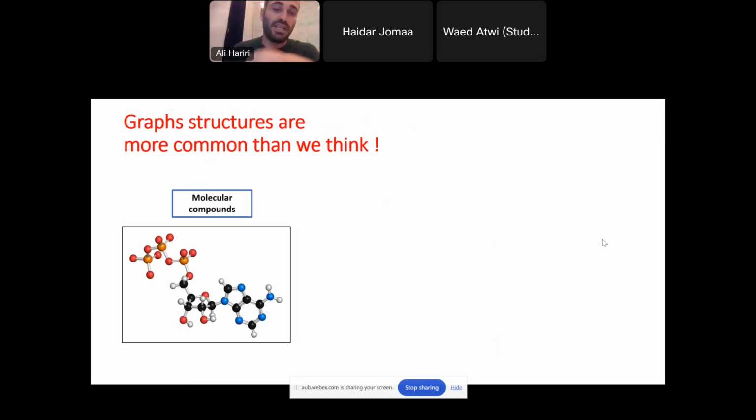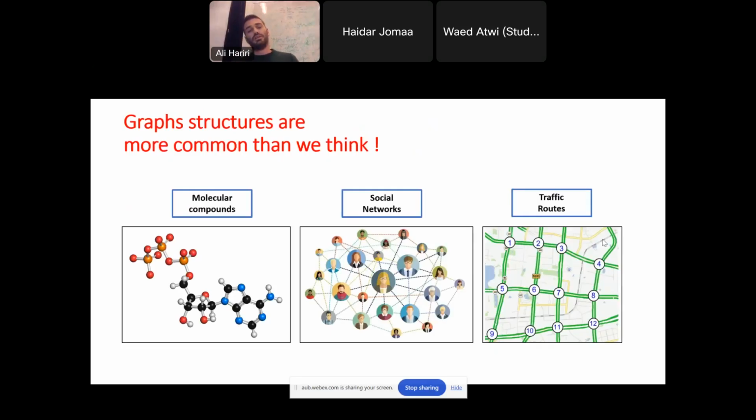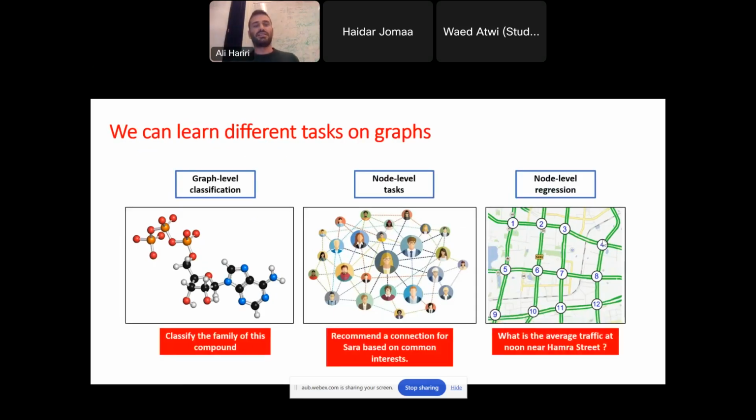One example is, as we said, molecular compounds. We deal with that a lot in academia. Another example is social networks, and another example even is traffic networks. So here we can do different kinds of tasks and different, let's say, ways of viewing these tasks. For example, in the first image, we have a molecule with a certain connectivity, with a certain structure, and we have a set of atoms that are connected to each other. One question can be, given this structure of atoms, given this whole surface, whole compound, can we tell what is the family of this molecule?